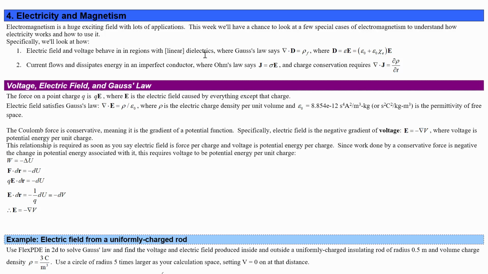charge density or linear dielectrics, where Gauss's law says that the divergence of the electric displacement field is the free charge density, and the electric displacement field itself is proportional to the electric field via the permittivity. And we're also going to look at how current flows and dissipates energy in an imperfect conductor, where Ohm's law relates the current density to the electric field via conductivity, and charge conservation tells us how the divergence of current density is going to be related to the rate of change of the charge density.